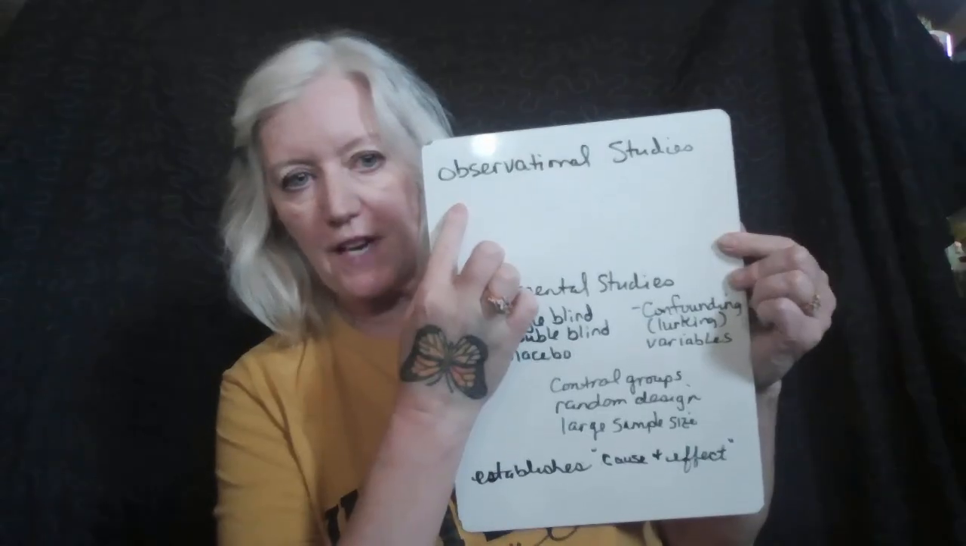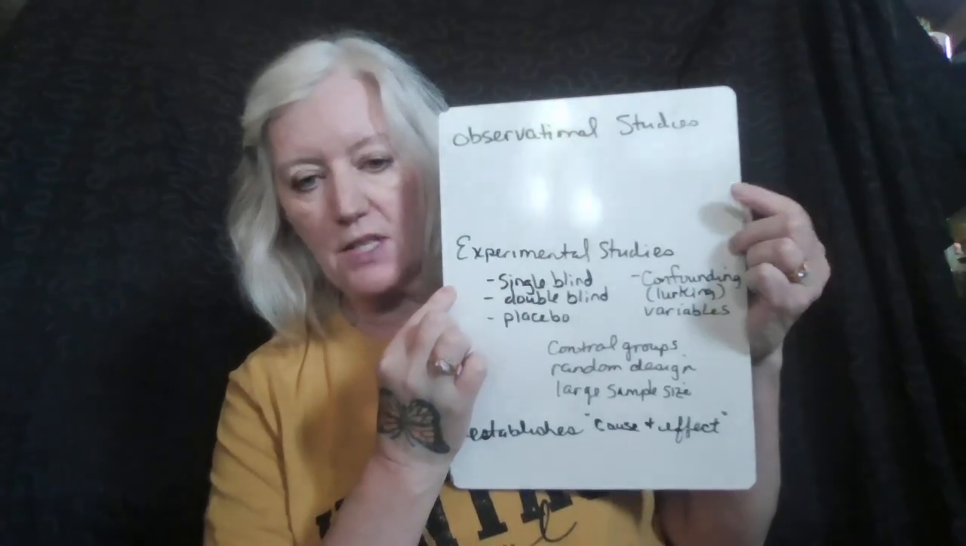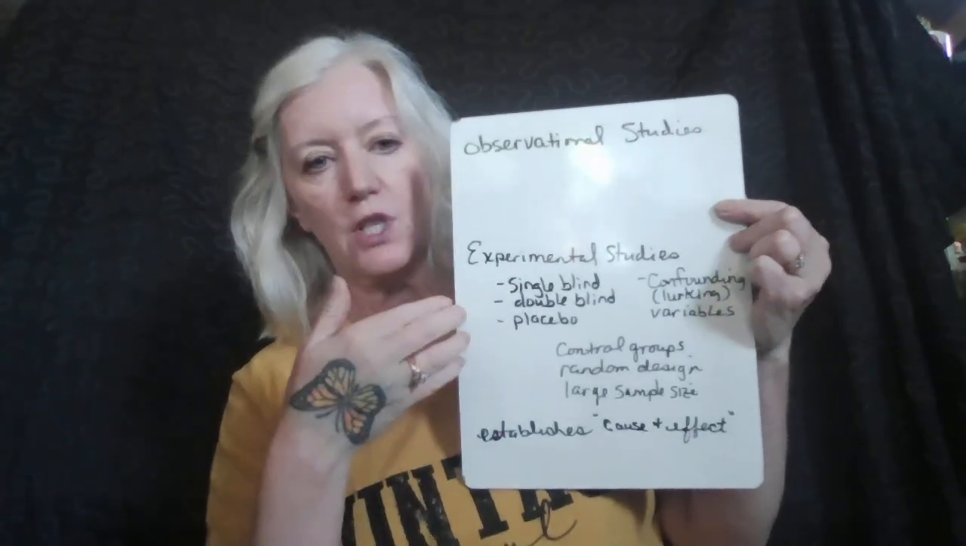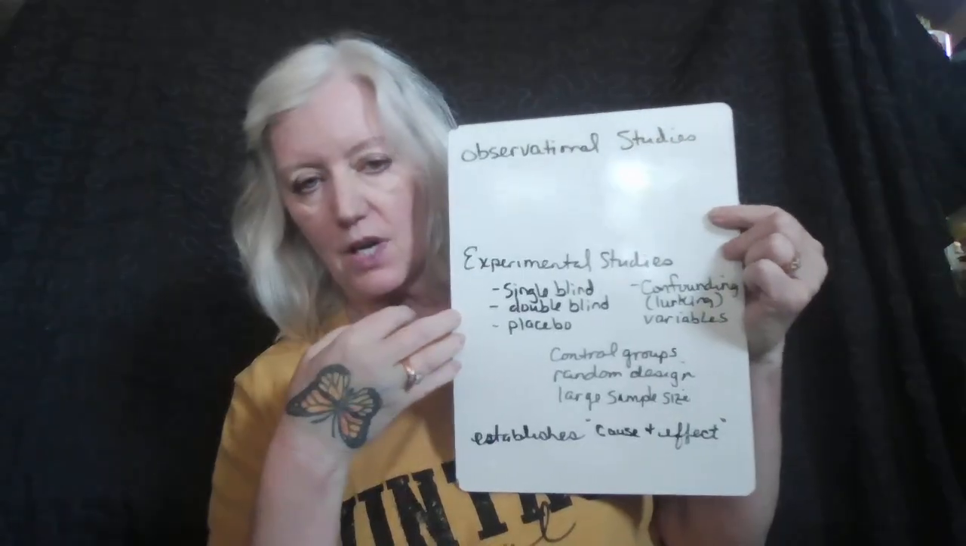This video is going to be about ways to collect data and some of the problems that happen when you collect data. So first we're going to talk about the differences between observational studies and experimental studies. I wrote a bunch of words down here under experimental studies that I want to go over with you.